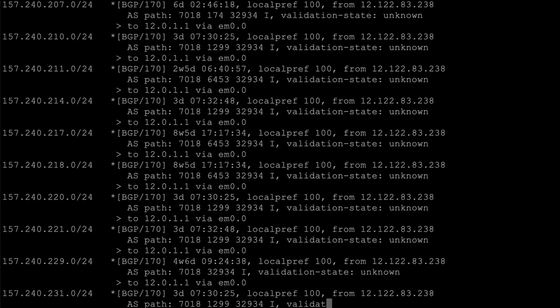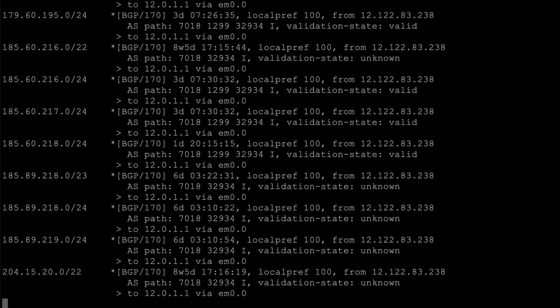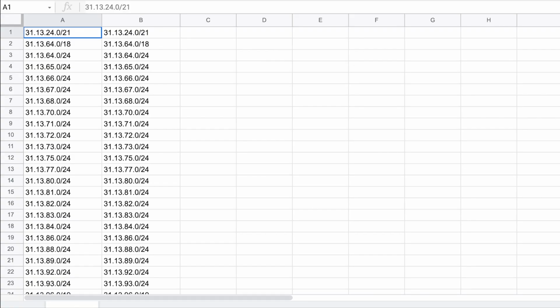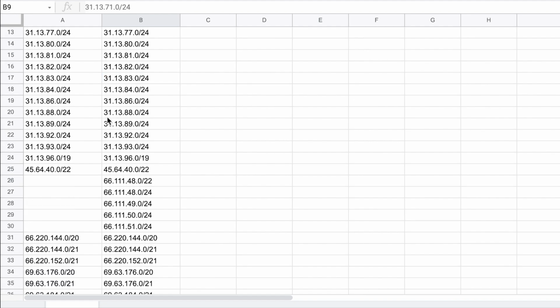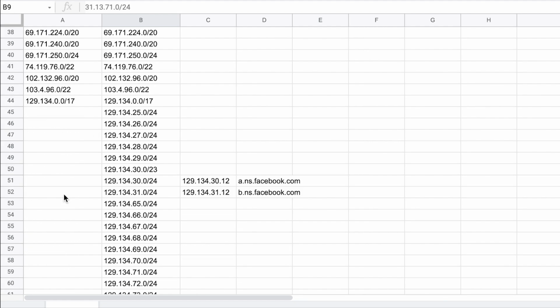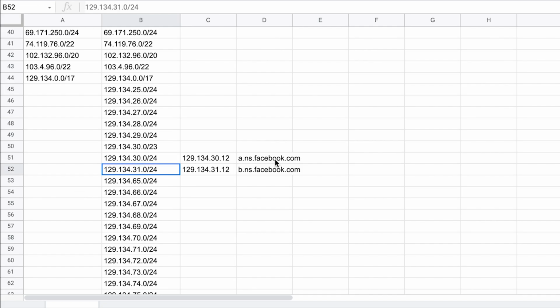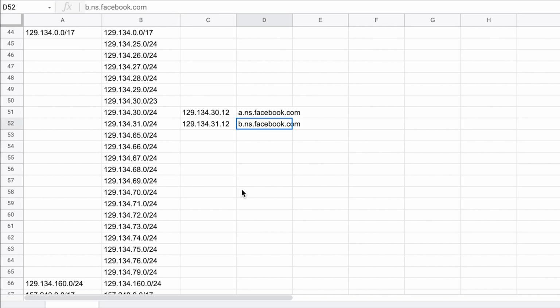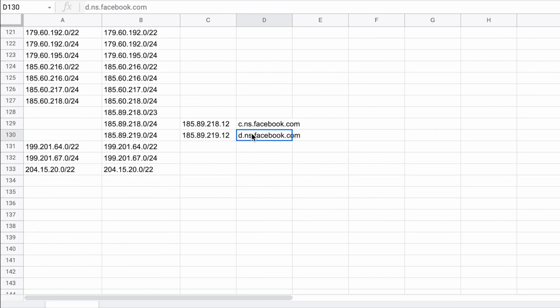And I actually happened to take a look at this list of routes during Facebook's outage last week as well. And I put a list into this spreadsheet here. So this column here is all the routes that Facebook was advertising during the outage. And then this column over here is all the routes that they're advertising right now. And so if we scroll down, you can see there's a handful of routes that they were not advertising during the outage. And critically, that included routes for these networks here that include the A name server, the B name server, the C name server, and the D name server.